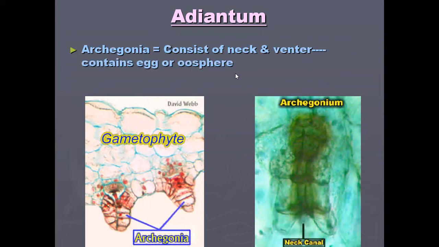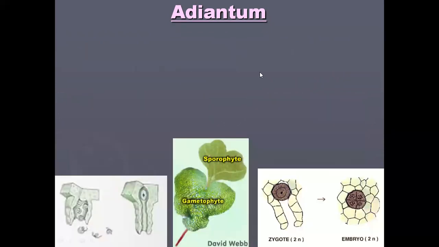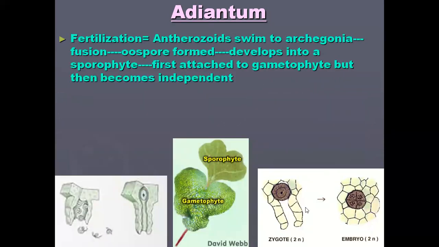Archegonia consist of a neck, this is the neck, and a venter. The egg is present inside the venter. Look here, this is the venter, and through this the sperms are going to enter and fertilization is going to take place, and on top of the gametophyte the sporophyte is going to grow, and then after fertilization this is going to close and the embryo is going to be produced.